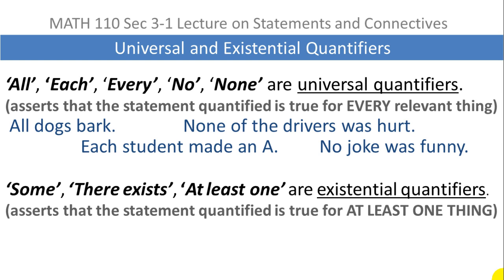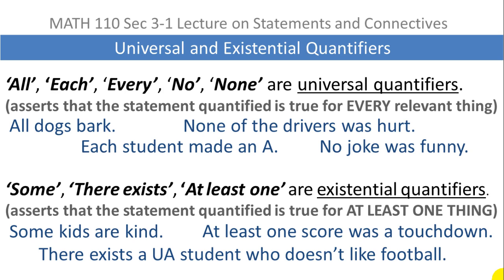The other category goes the opposite way. Existential quantifiers assert that the statement being quantified is true for some subset of things, for at least one thing, but not necessarily everything. So I could use words like some, there exists, at least one, things like that. Some kids are kind, at least one score was a touchdown. There exists a UA student who doesn't like football.